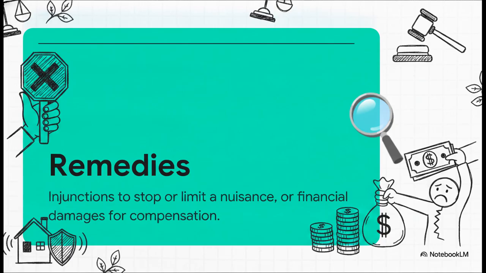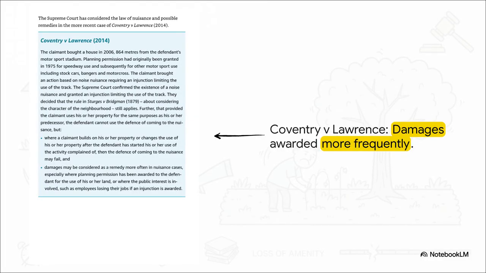So when it's time to actually fix the issue, the judge really has 2 main levers to pull. They can issue an injunction, which is a strict court order telling the defendant to physically stop or limit what they're doing, or they can award damages, which is just financial compensation to make up for the claimant's loss of peaceful enjoyment.